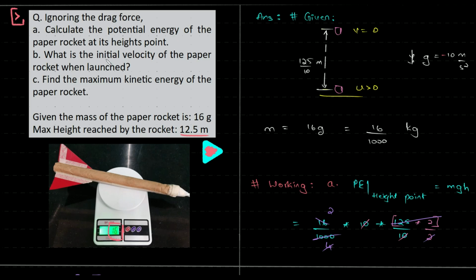That is done. What is the initial velocity of the paper rocket when launched? Well, how will we figure this out? Initial velocity, though we don't know. Find the maximum kinetic energy of the paper rocket. When will we have the maximum kinetic energy? Right? To answer all of this, we have to figure out the law of conservation of energy. We have to get introduced to that. Only then we'll be able to continue. So here in this particular question, as of now, we have not yet done all the answers. We'll be talking about B and C in time.